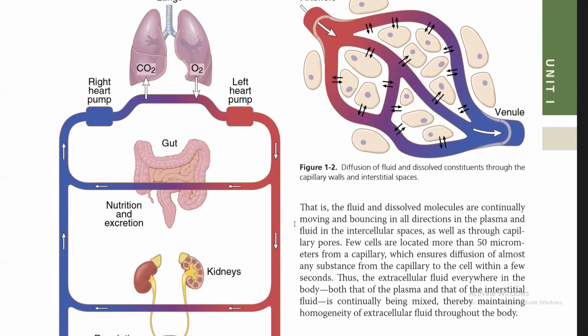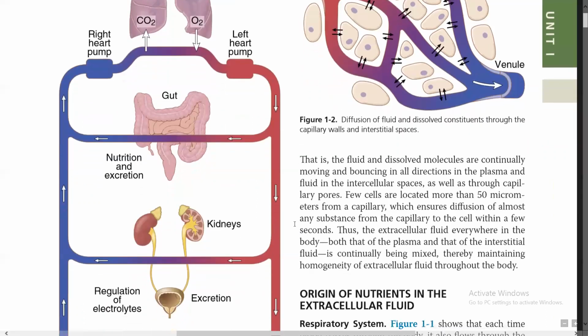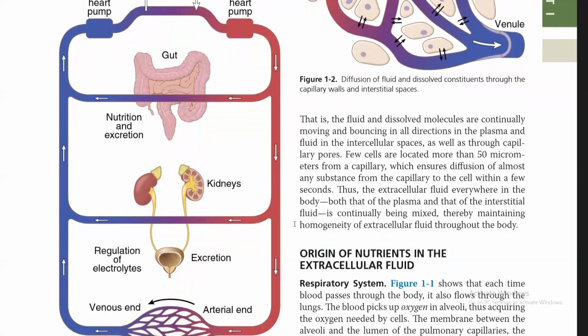Okay, so this process is going on rapidly because they are located very closely and they have the ability to diffuse through. So thus the extracellular fluid everywhere in the body, both that of the plasma and that of the interstitial fluid, is continually being mixed, therefore maintaining homogeneity of extracellular fluid throughout the body. So this is the reason why extracellular fluid is homogeneous overall, because it is continuously being mixed with the plasma.